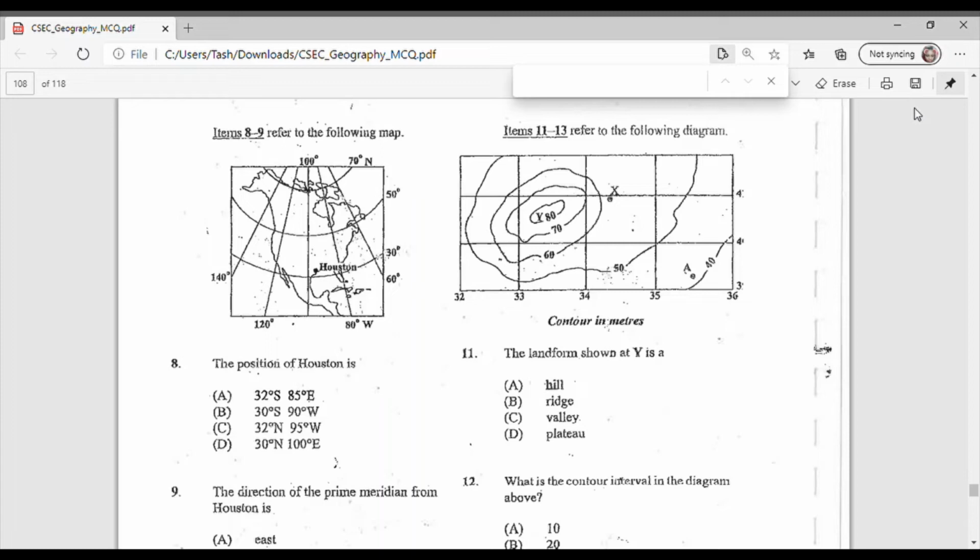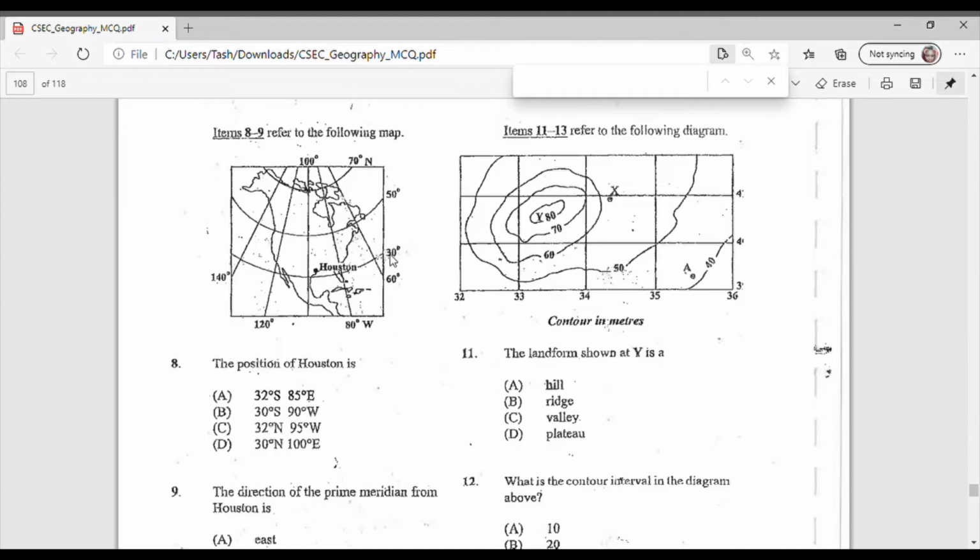For number 8, we are using the map that is above. It says the position of Houston is, so Houston is right here. It's a little above 30 degrees and it's a little less than 100 degrees. We now need to find whether it is north, south, east, or west. So we can see that this is 30, then it goes up to 50, then to 70. So we know that we are increasing in numbers towards the north. So this would have been the northern hemisphere here. And then for this section, we are going from 60 to 80 to 120 to 140 on the western side. So that is what we're looking for.